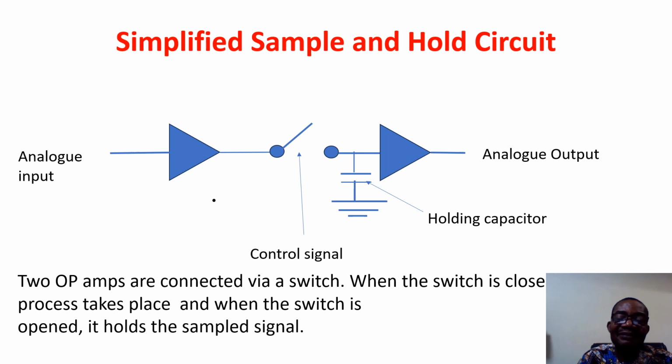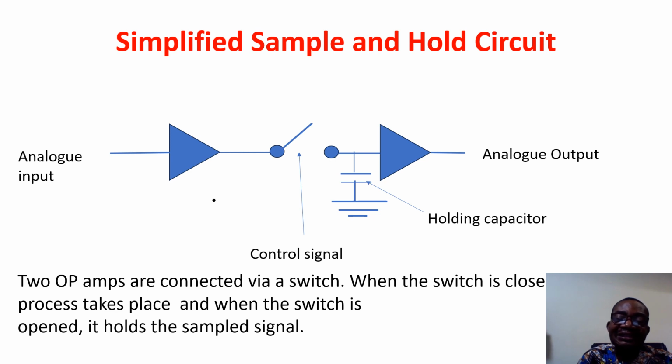Let's look at the simplified sample and hold circuit. The simplified sample and hold circuit describes how a circuit for implementing sampling works. What happens is that this circuit has two operational amplifiers. It allows an analog input to enter the first operational amplifier. And initially, there is a switch that is open.